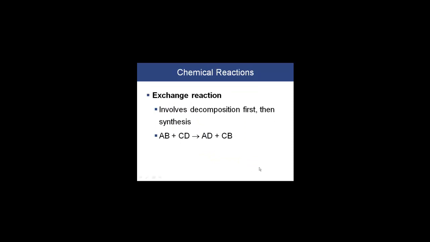An exchange reaction involves decomposition followed by synthesis. So if we take AB plus CD, the first thing that would have to occur is a decomposition. You have to break the bonds between these molecules, and then you're going to basically exchange. A is going to bond to D, and B will bond to C, and that's the product here. So the reactants are AB plus CD, and the products are AD plus CB, the exchange reaction.